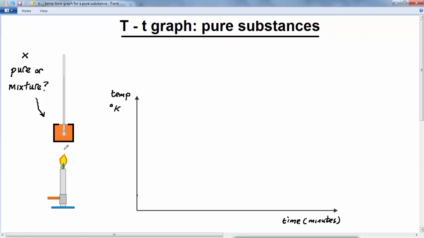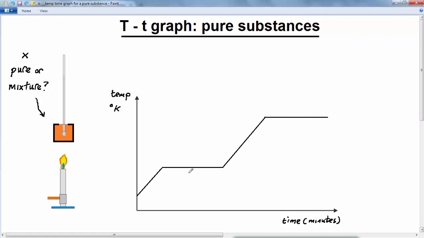So what we're going to do is heat the substance from the solid state and record its temperature, for example, every 30 seconds or every minute over a certain period of time. And once we've done that, we'll plot the graph and we'll use the shape of the graph to determine whether it's pure or a mixture. So if we do that and it's a pure substance, the graph will end up looking like this.